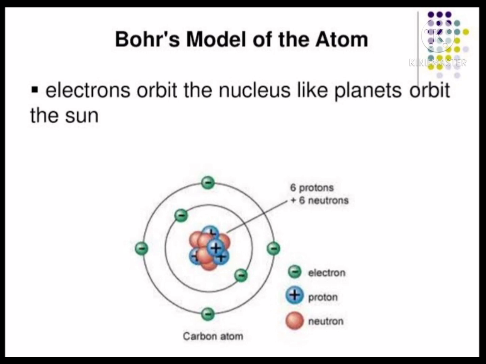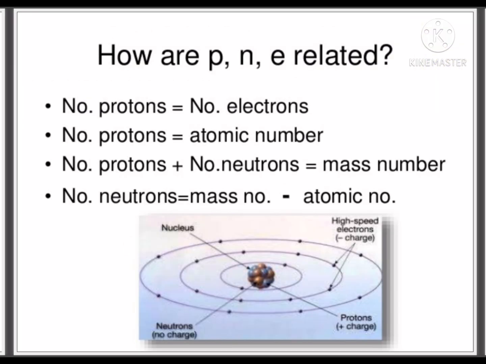According to Bohr's model, electrons orbit the nucleus like planets orbit the sun. How protons, neutrons and electrons are related. Number of protons, remember, is always equal to number of electrons. That is why an atom is neutral. Number of protons is equal to atomic number. Number of protons plus number of neutrons is the mass number.